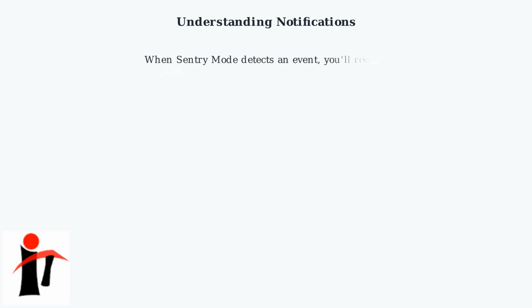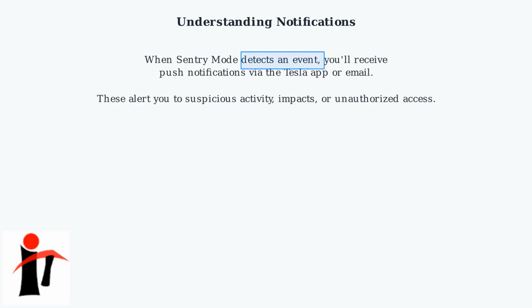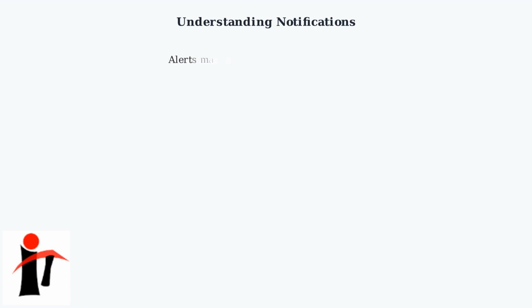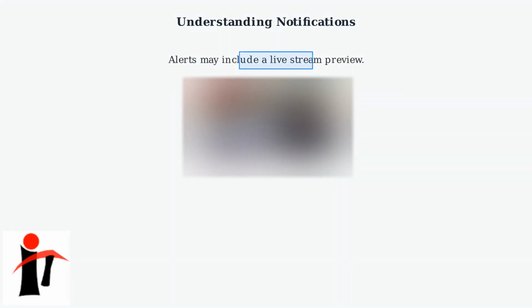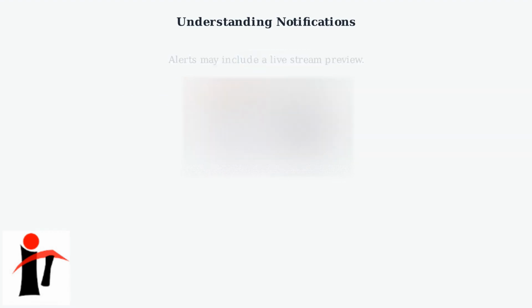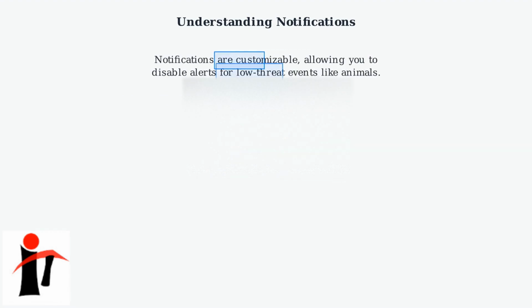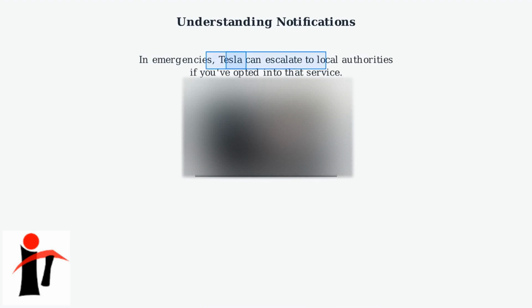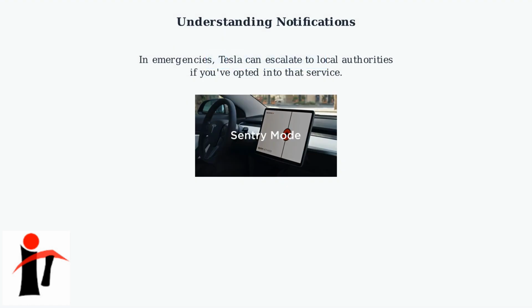When Sentry Mode detects an event, you'll receive push notifications via the Tesla app or email, alerting you to suspicious activity, impacts, or unauthorized access. These alerts may include a live stream preview. Notifications are customizable, allowing you to disable alerts for low-threat events like animals. In emergencies, Tesla can escalate to local authorities if you've opted into that service.